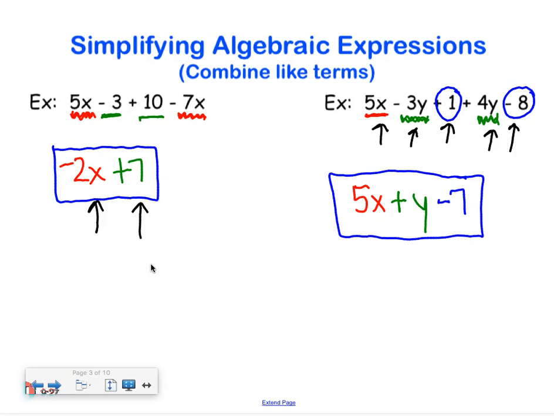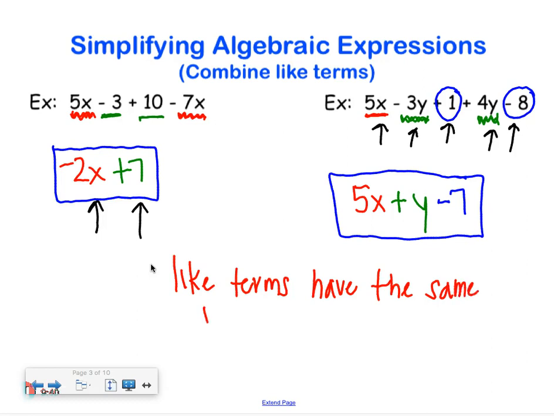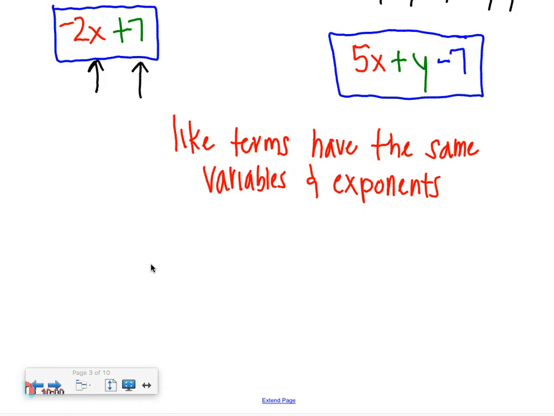Okay, so let's maybe write this. Like terms have the same variables and exponents. And we didn't have an example with a different exponent, so I'm going to make one up quick. Would you please write this in your notebook? So please write the following example in your notebook. So write this.